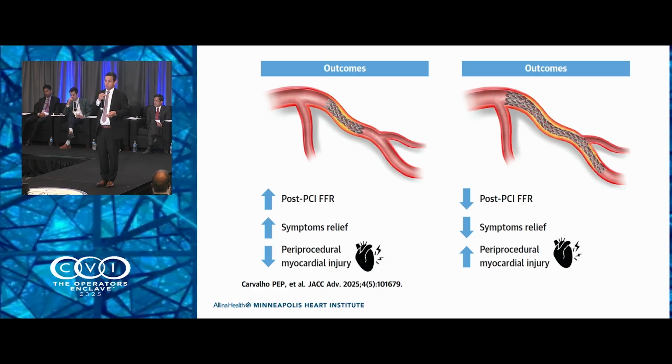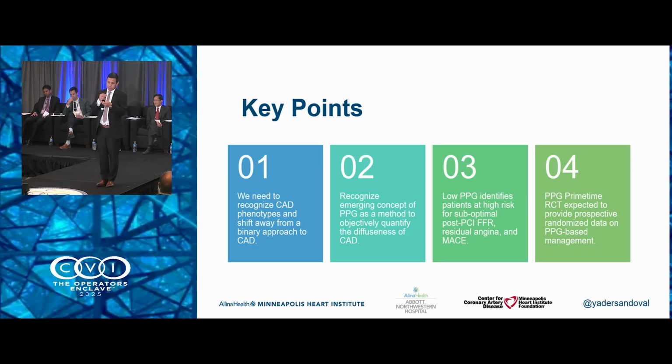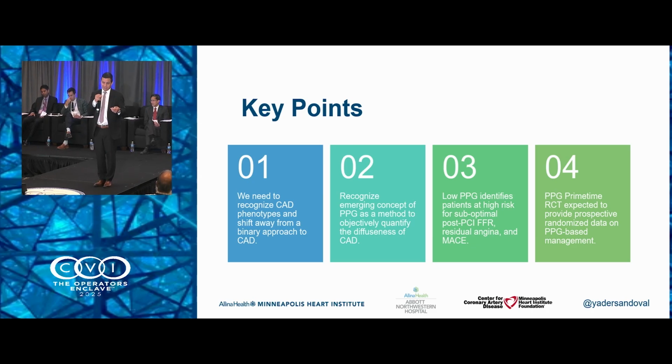So I would just conclude that it's important for us to move beyond the traditional binary approach of thinking about an FFR abnormal, yes or no, and think about the phenotype of coronary artery disease because it impacts symptoms and outcomes. And be aware, I'm going to highlight my point number 4 here, that there will be a randomized trial likely in the near future called PPG Primetime that will further explore this in a randomized fashion.